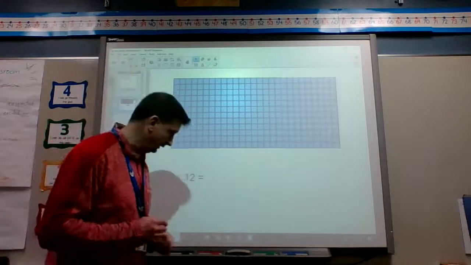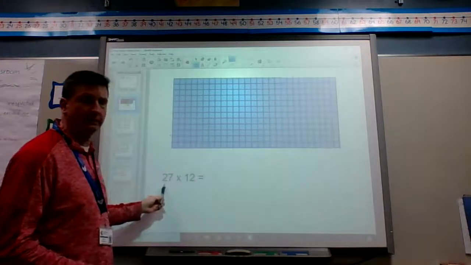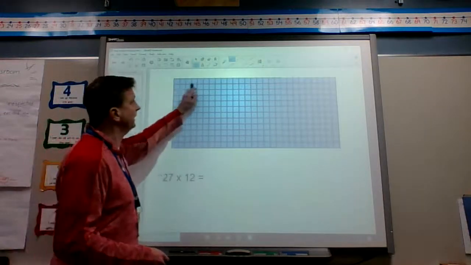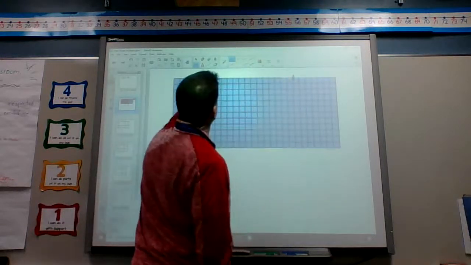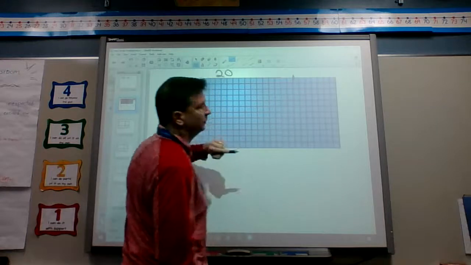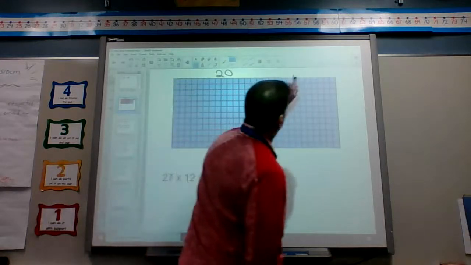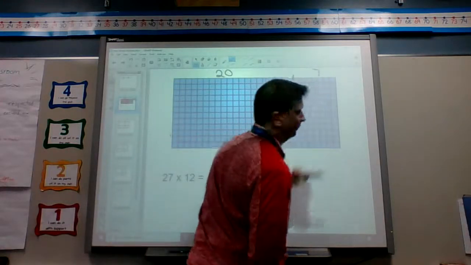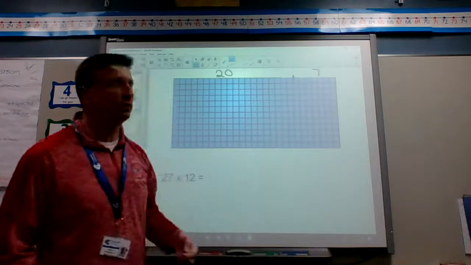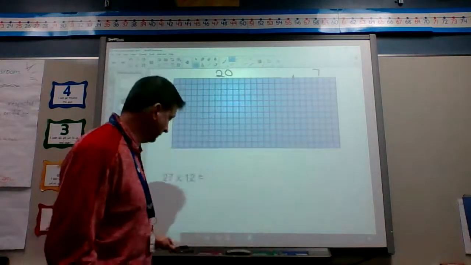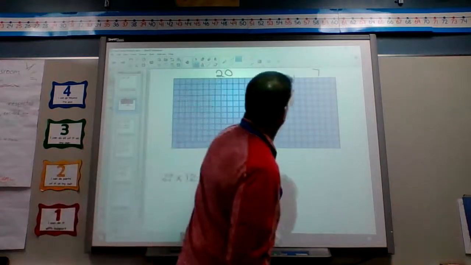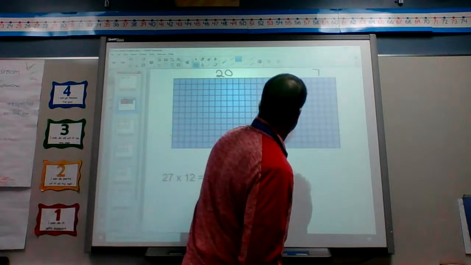So if we look at this first number in the math problem, 27, if I count all the way over to 20, that's right here. So I have 20 cubes here, and I have 7 cubes over on this side. So I still have 27. I just broke it up into tens and ones. And I'm going to draw a line down here with red. Hopefully that's easier to see.